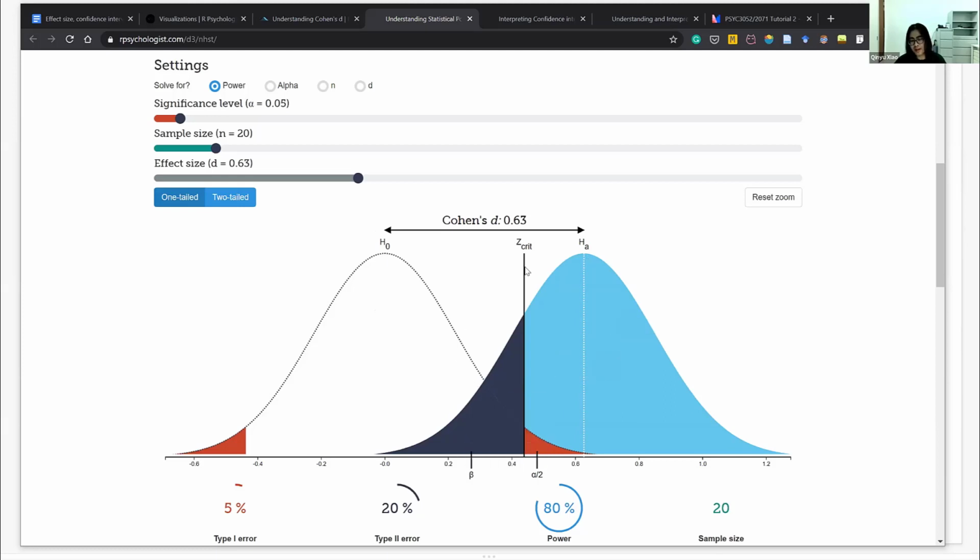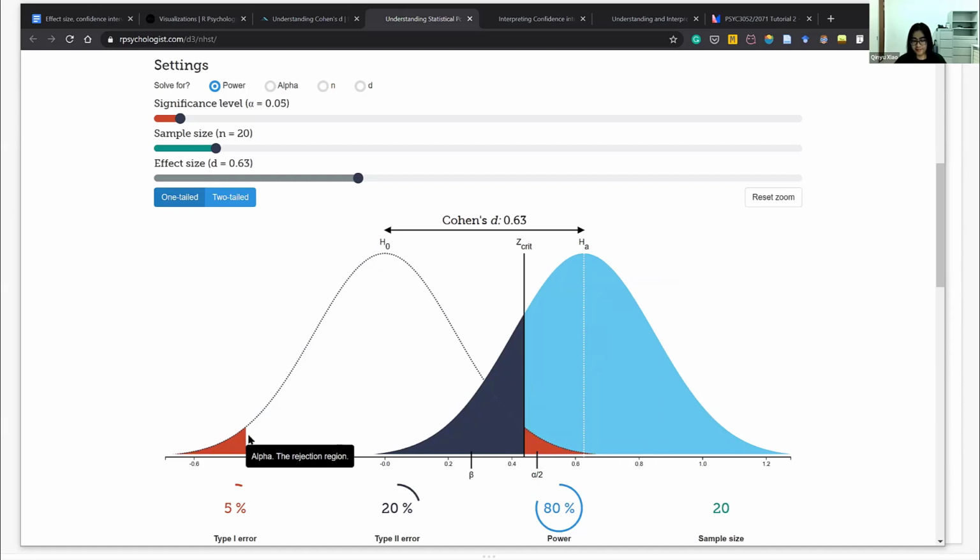So if we happen to observe a mean from the experimental group that falls in this dark blue area, because the difference we have is below the critical value here, we are not going to reject the null hypothesis, but there's a difference, so we made a type 2 error. So the size of this area is reflective of the type 2 error rate, or the beta rate.